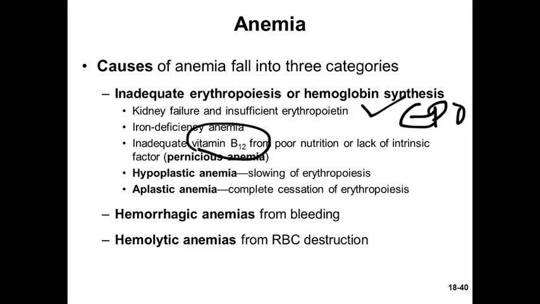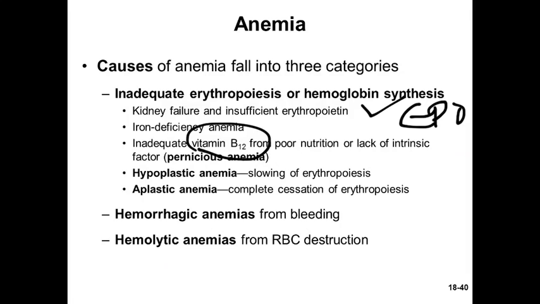And in patients who have had gastric bypass, when they've had a significant part of the stomach removed, they no longer are producing intrinsic factor. And so the amount of B12 is oftentimes deficient in these patients. So most bariatric patients have to be monitored for their B12 levels. If not, they can get pernicious anemia, which can be a life-threatening anemia. Hypoplastic anemia, again, would cause a slowing of erythropoiesis, and aplastic anemia would be a complete cessation of this process.